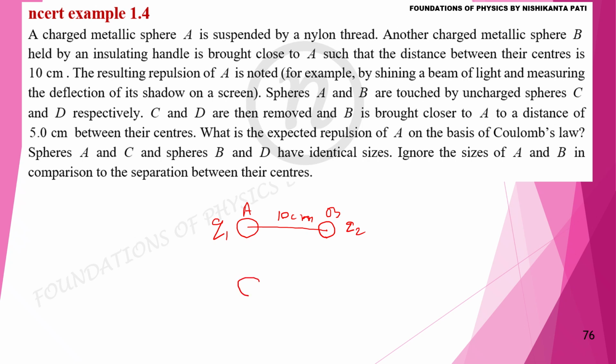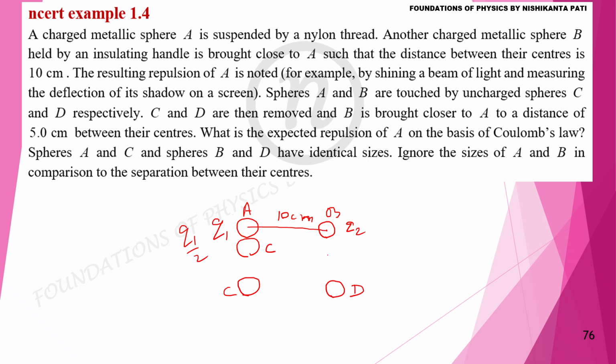This is sphere C. It will touch A. This is sphere D. It will touch B. C will touch A. D will touch B. C touching A, now A charge is shared between A and C. So A charge becomes Q1 by 2. C charge also becomes Q1 by 2.